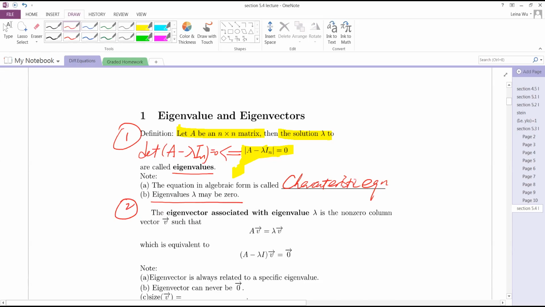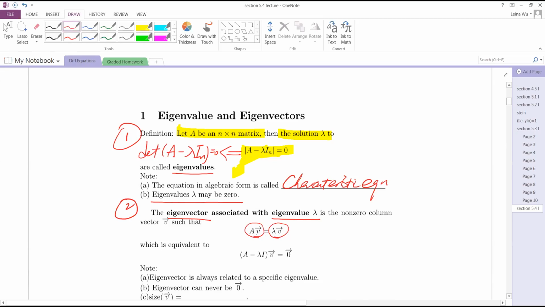Next, we have eigenvector. Eigenvector is always associated with eigenvalue, so they come as a pair. You have to specify that this eigenvector is related to this particular lambda. The eigenvector basically is the solution, vector V, such that matrix A times V is the same as the scalar lambda times V. So the benefit of having eigenvalue and eigenvector is the matrix multiplication turns into a scalar multiplication of a column vector, which is pretty easy to conduct, right?